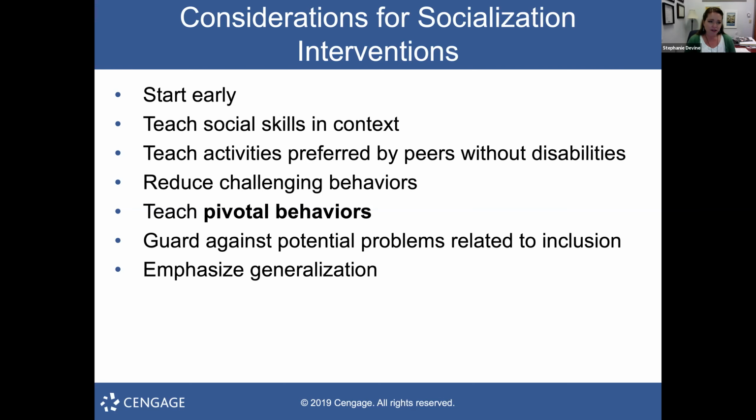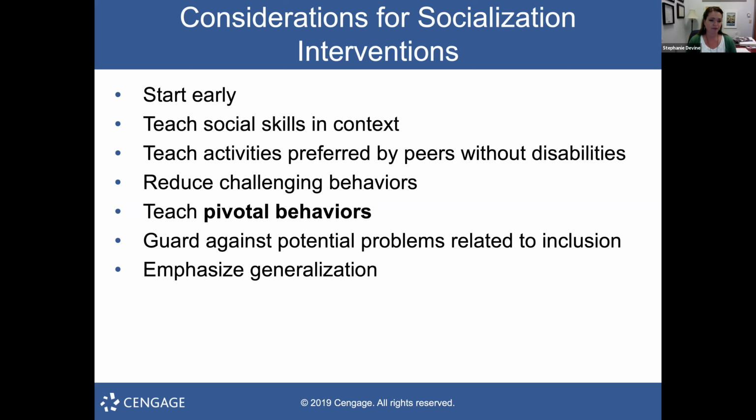So things to consider, you want to start as early as possible. Early intervention is really effective in this area. So if you can start working on those social skills when they're wee ones, then that's the best plan. Try to teach the social skills in context as much as you can. As I mentioned earlier, sometimes that might lead to some aggressive stuff. So you have to think carefully through that. But in general, you want to teach it in the context it really happens. Teach activities that are preferred by peers without disabilities. Don't get too much into your silo that you're not even seeing what typical peers are doing.